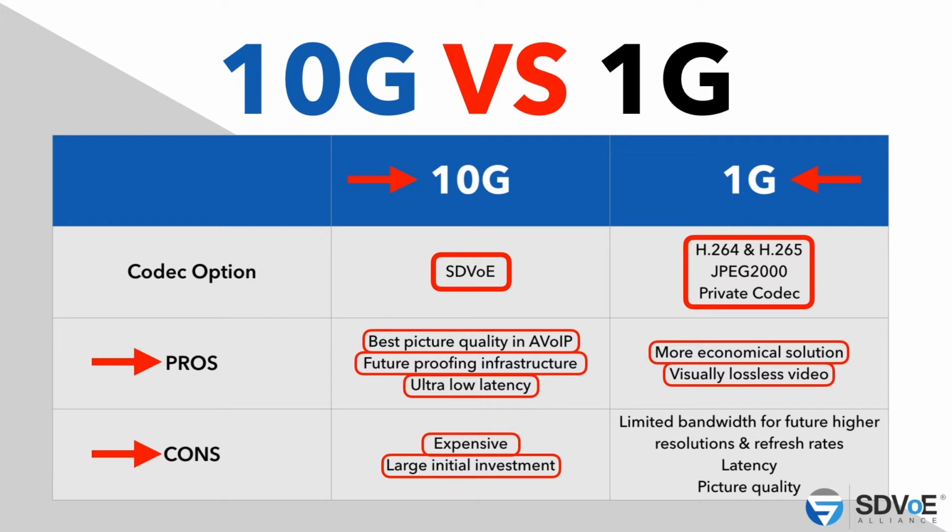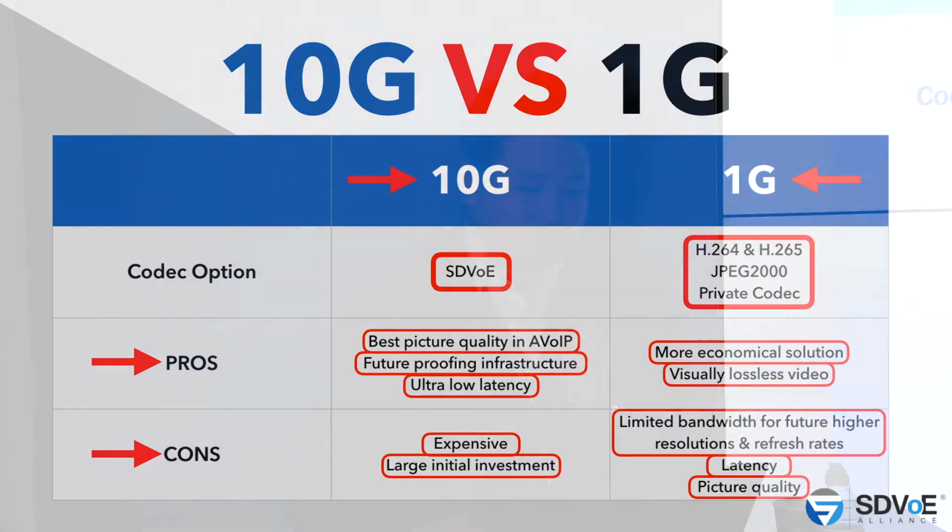But the disadvantage of the 1G solution is it might be okay for now, but if you think about the future, 8K or higher refresh rate, with 1G you have limited bandwidth that you can play with. Unless the compression technology evolves very quickly, there will be a limit that you can get with higher resolution signals. And the latency, compared to the 10G, 1G still has higher latency. That means it's a slower latency. And the picture quality, of course, compared with the 10G, is a disadvantage on the 1G solution.